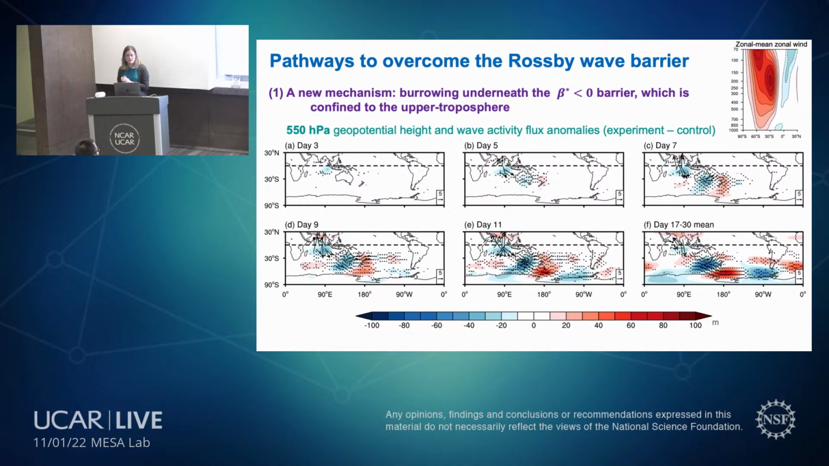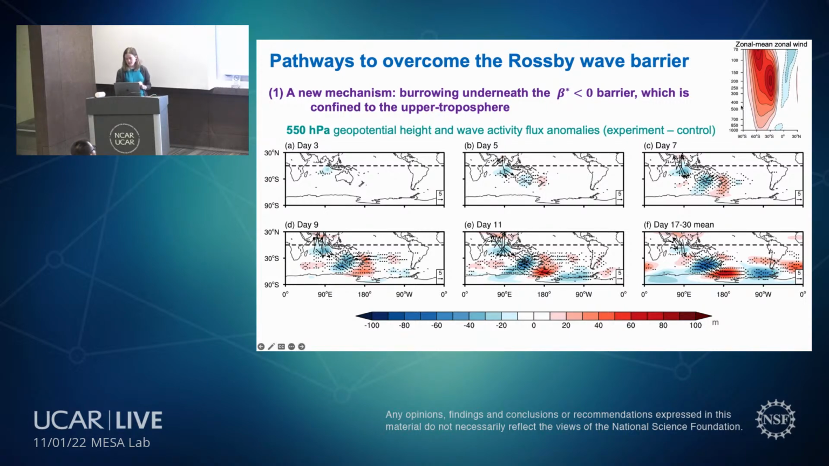So we've identified 3 possible mechanisms for this wave train to overcome this apparent barrier and propagate into the southern hemisphere extratropics. The first pathway, the main pathway that we've identified, is the possibility that this wave train can burrow underneath this barrier in the mid-troposphere.